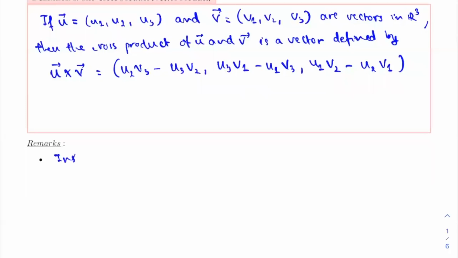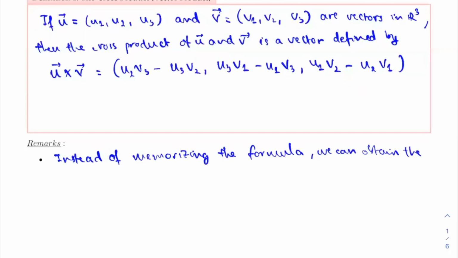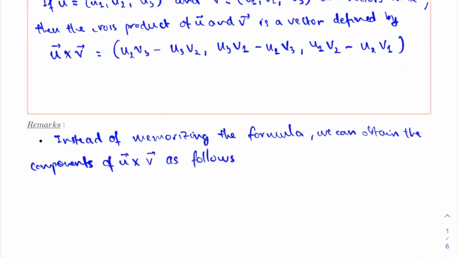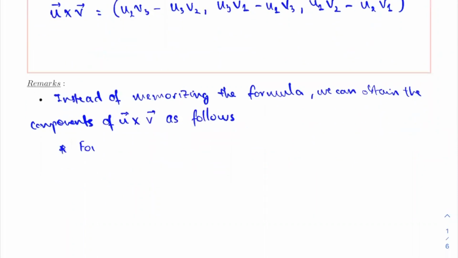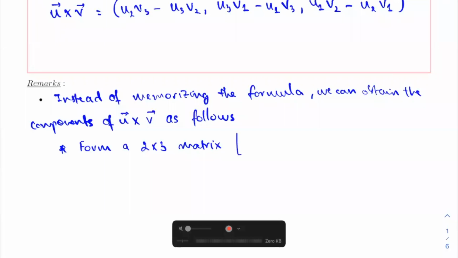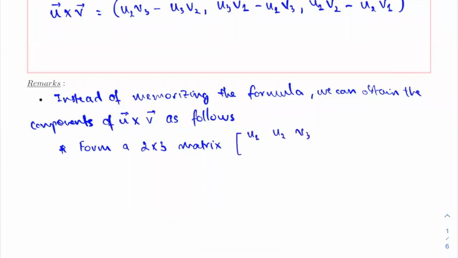Instead of memorizing the formula, we can obtain the components of u crosses v as follows. First, as I mentioned, you form a 2x3 matrix. The matrix has the form u1, u2, u3 in the first row, and the second row is v1, v2, v3. You have the components of vector u on the first row because u is the first vector in the cross product, and v is in the second row because v is the second vector in the cross product.